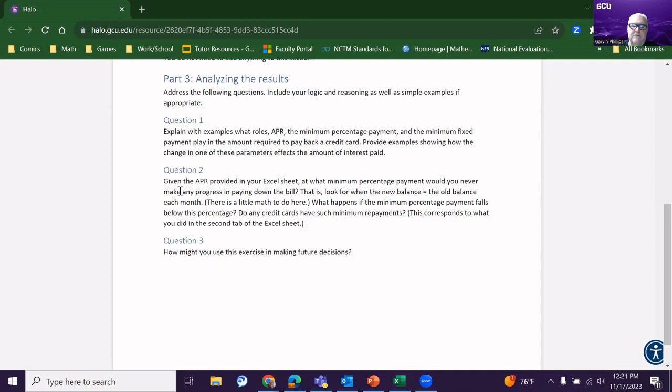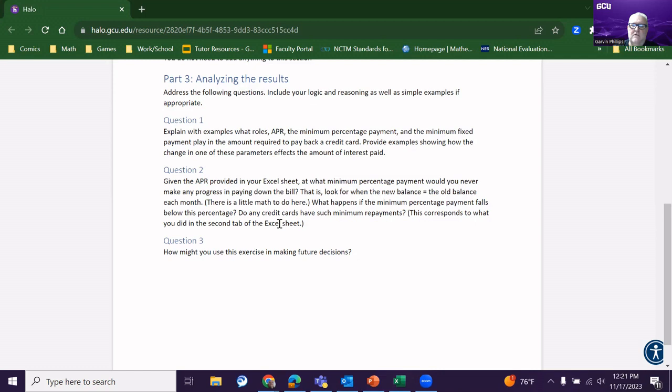So question two says, given the APR provided in your Excel sheet, at what minimum percentage payment would you never make any progress in paying down the bill? And that is, look for when the new balance will equal the old balance each month. There's a little math to do. And what happens if the minimum percentage payment falls below this percentage? So that's interesting to discuss also. And do any of the credit cards have such minimum payments?